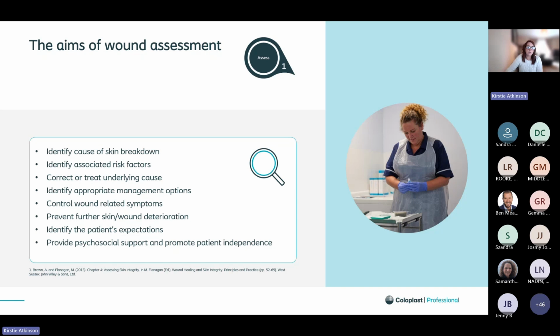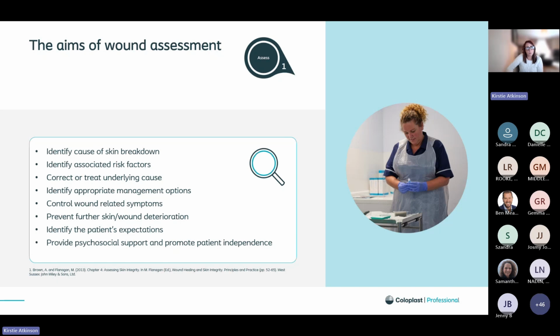We also need to identify any associated risk factors to make sure we're covering all angles and giving the best to our patients. Identify the appropriate treatment and management options for our patients as well, because not one size fits all. What might have worked really well on a patient you saw last week won't be the same for the patient that you're seeing tomorrow.